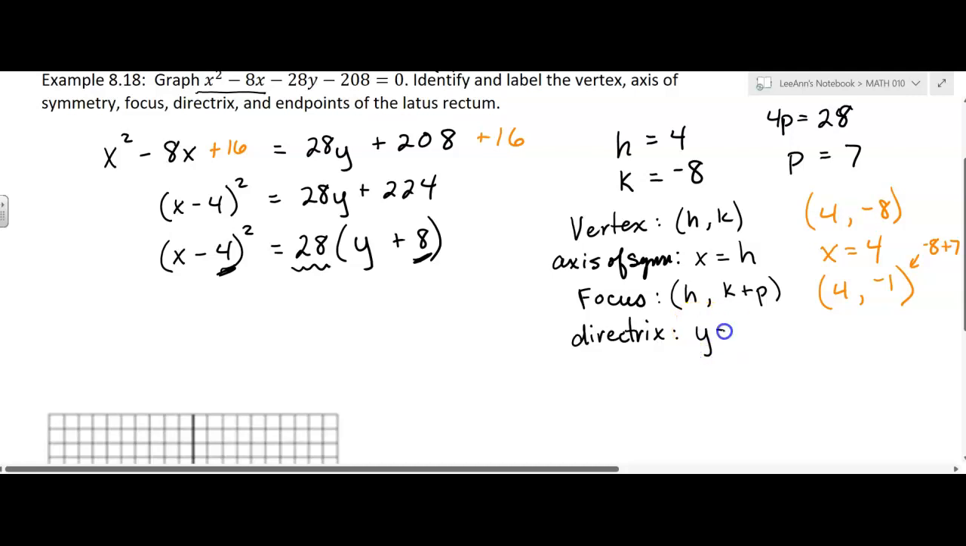So it's still going to be in line with the focus, but the directrix is going to be y equals k minus p. And for us, that's going to be y equals, our k is what, -8 minus 7. So the directrix is going to be at -15. This is going to be kind of a big parabola, so I think we're going to have to count by 2's on our grid.